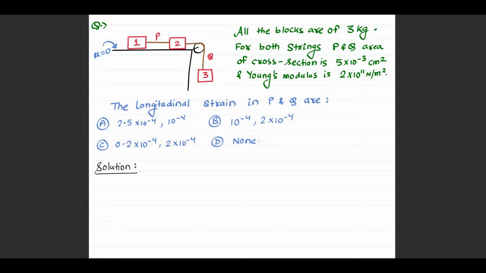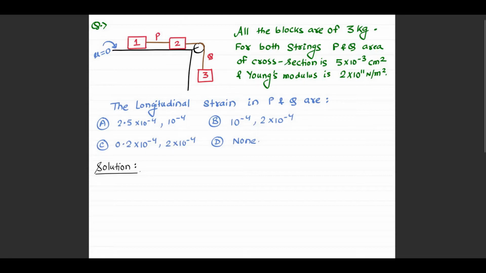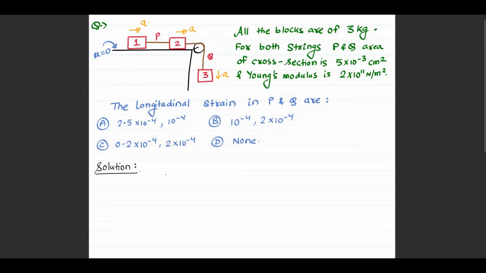Fine. So this is the answer to the first one. Okay. Now let's have a look at this particular question. In this question, I need to find out the strain in P and Q. So first of all, can I say by constraint, if the acceleration of 3 is A, then the acceleration of 2 will be A and 1 will also be A in magnitude.